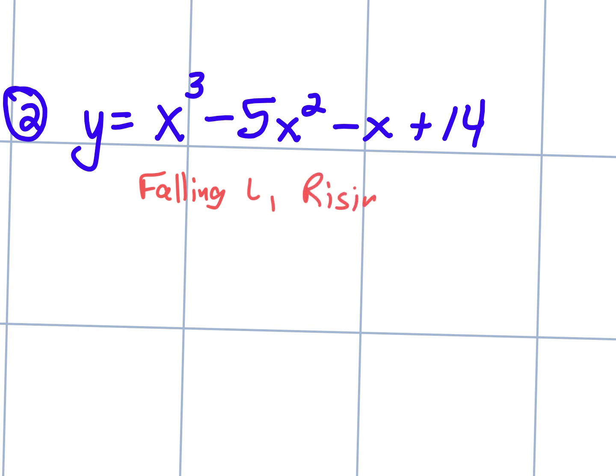Some of you are still sitting here being like, how do these people know that? Okay, we look at the highest exponent. The highest exponent is an odd number, so we think opposite. Since the leading coefficient, the number in front of the highest exponent, is a positive, we think of the ends of a positive line. So we say this is falling on the left-hand side and rising on the right. So it gives you an idea.